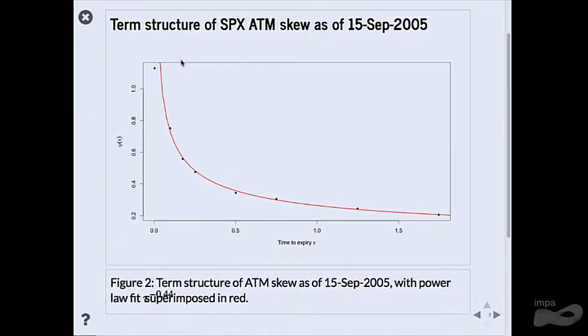And, well, we've got trouble with the graphics today. But it's tau to the minus 0.44. And so in the context of a rough volatility model, as you will see, this indicates that H should have been about 0.06, a half minus H, on this particular day in history.